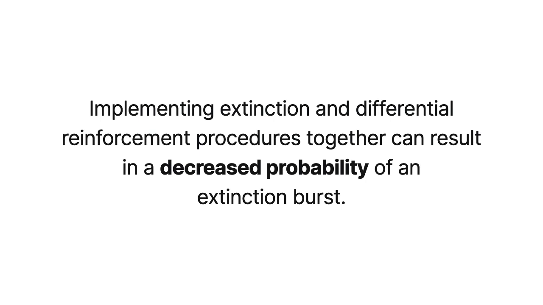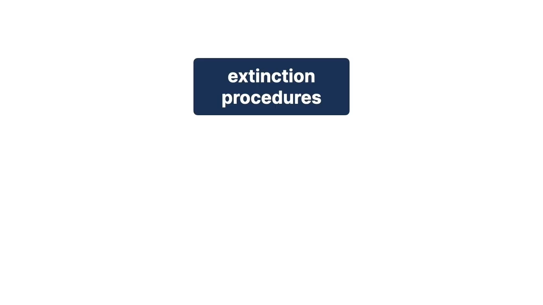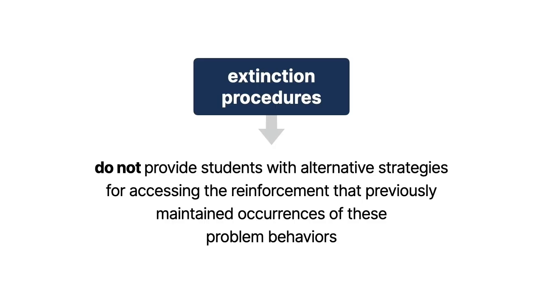One benefit of implementing extinction and differential reinforcement procedures together is a decreased probability educators encounter an extinction burst, or a temporary increase in the frequency, duration, and/or intensity of problem behavior upon implementing an extinction procedure. Extinction procedures involve educators discontinuing access to reinforcement contingent on occurrences of problem behaviors, but do not provide students with alternative strategies for accessing the reinforcement that previously maintained occurrences of these problem behaviors.